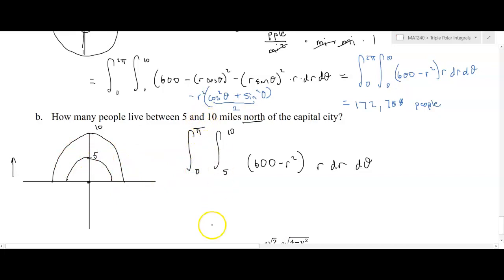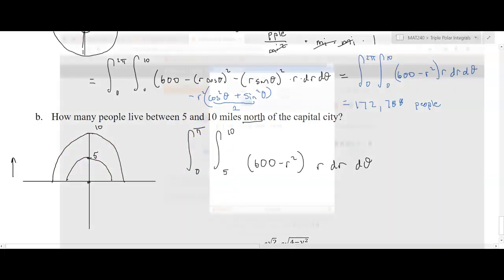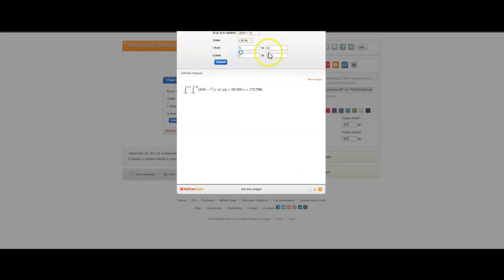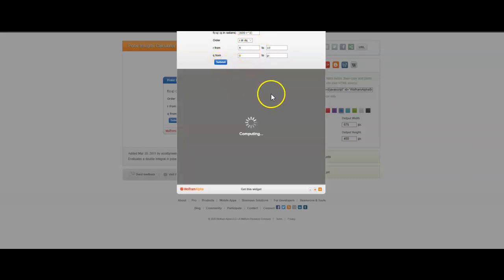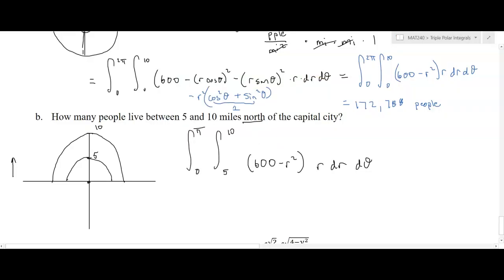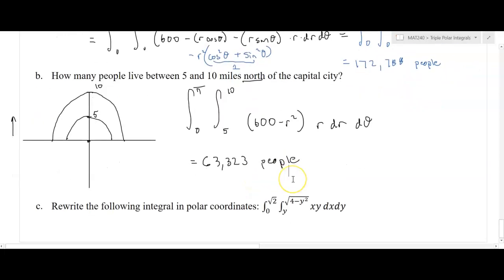And that's it. We are good to go. We are ready to calculate this. We should get a smaller answer than before because we're only looking at the number of people that live on the outskirts of town, really. And the number of people that we get within that region is 63,323. Whoops, 323 people. And that's it. We're done. That was a quick one to set up.